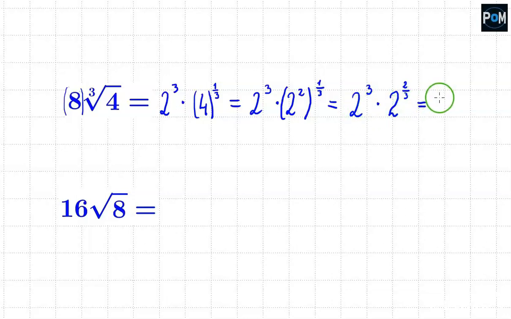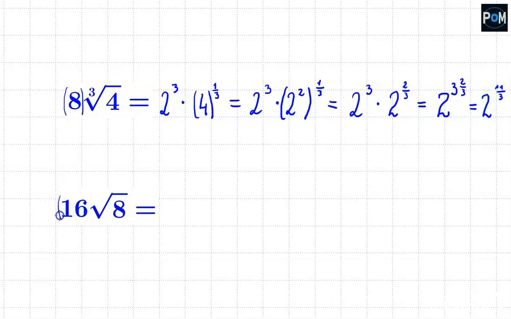We have the same bases, then this base remains here. And I need to add the exponents together, so it is 3 wholes and 2/3. That's the result of this example. Here you can also write it as an improper fraction. It will be 2 raised to the power of 11/6, if anyone wants it in an improper fraction.